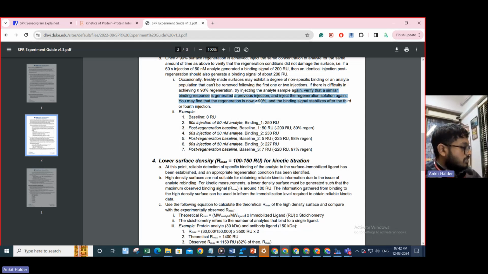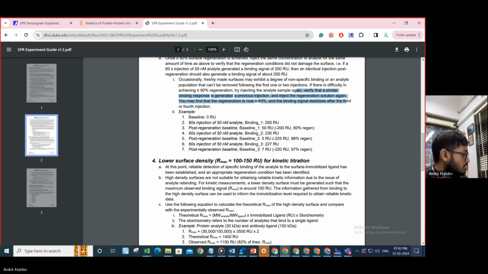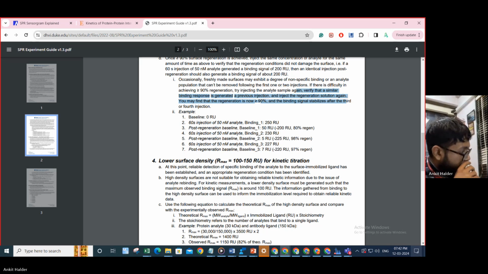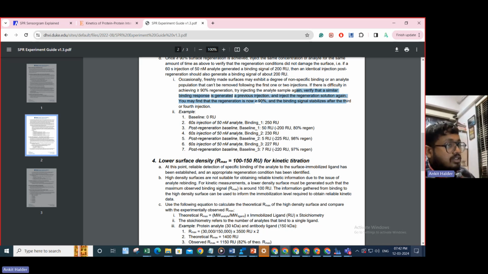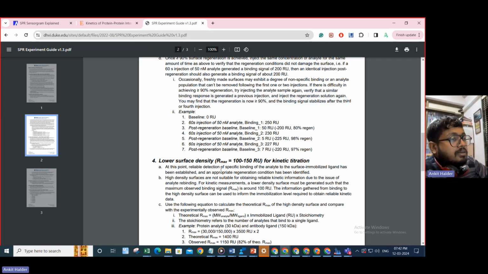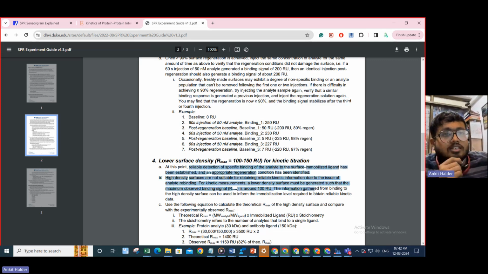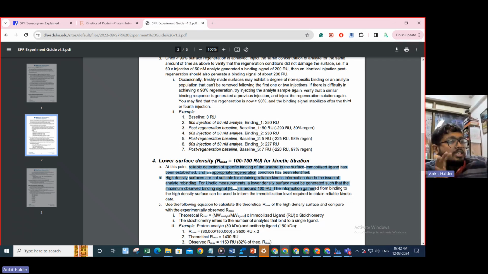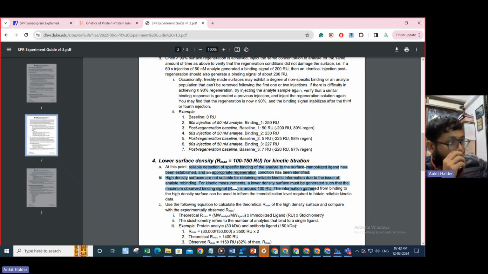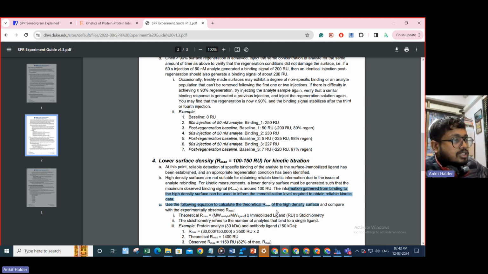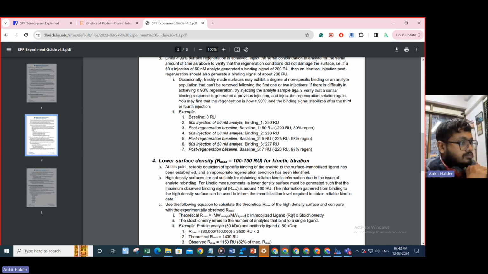Then is the kinetic titration. At this point, reliable detection of the analyte binding to the surface-immobilized ligand has been established and appropriate regeneration conditions have been identified. High density surfaces are not suitable for obtaining reliable kinetic data due to issues of analyte binding, so use a lower surface density. Theoretical Rmax equals the molecular weight of analyte divided by the molecular weight of ligand, times immobilized ligand RU, times stoichiometry, the number of analytes that bind to a single ligand.